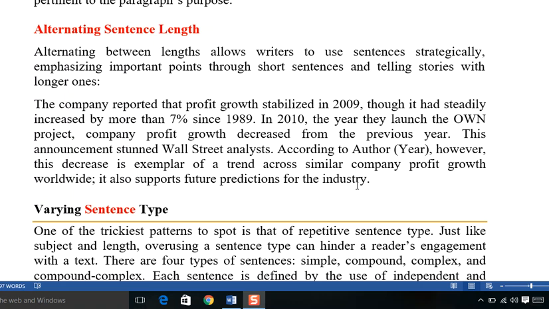Dear students, in this video we came to know that sentence structures and their length play a very important role. We should not be too choppy or too extended. We should write well-constructed, smooth sentences. In the next video we will discuss varying sentence types and some other additional information.